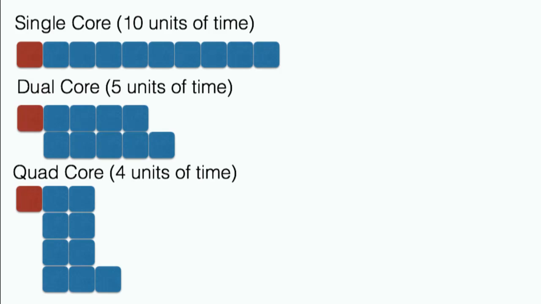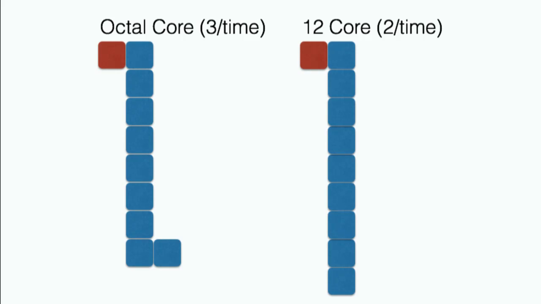If we parallelize it among 2 cores, it'll take 5 units of time. With 4 cores, 4 units of time. With 8 cores, it takes 3 units of time. But with 12 cores, it takes 2 units of time. Therefore, without actually improving the underlying code, the maximum amount of time savings we can achieve only by parallelization is going from 10 units of time to 2.